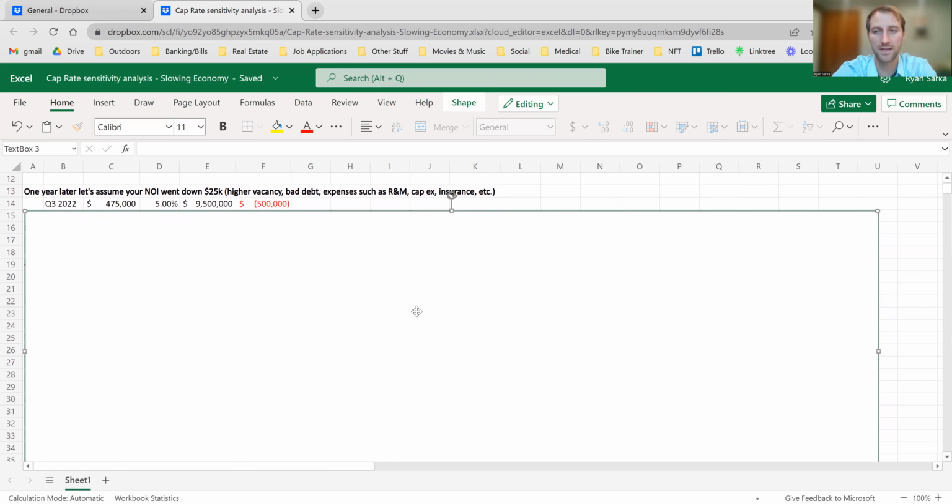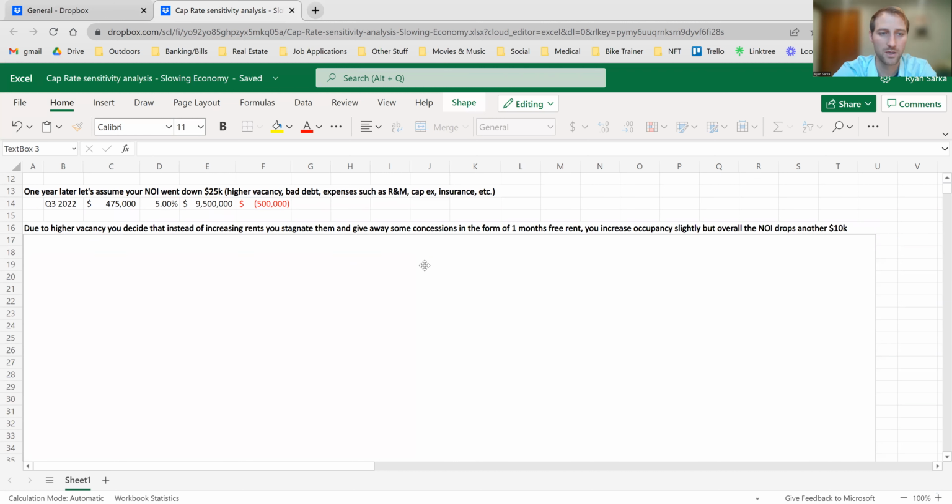And that doesn't necessarily mean you were losing money quarterly. You might have still been having positive cash flow, but the overall value of the property has dropped. So let's continue on this track.